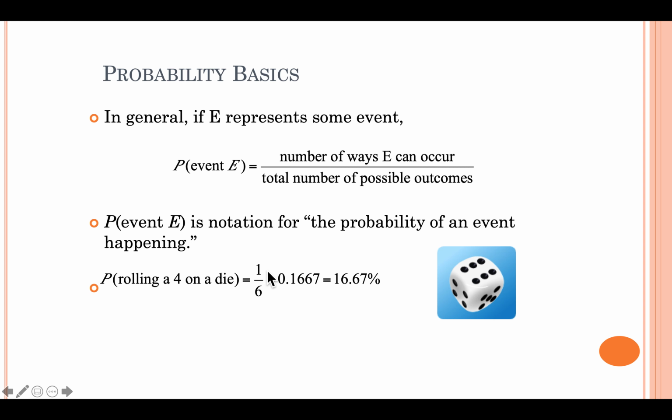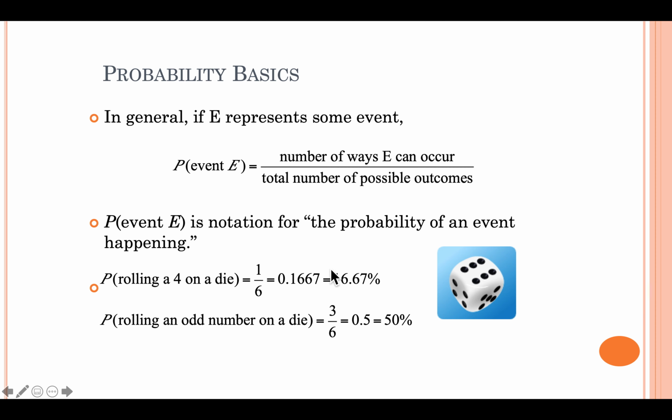the number of ways you can get a 4 is 1. There's only one number 4 on a 6-sided die, so there's only one way to get a 4, but there are a total of 6 sides. That's the total number of possible outcomes, 6 faces, and so the probability is 1 divided by 6. On a calculator you will get a non-terminating decimal, and for the purposes of this course, we are going to round probabilities to 4 decimal places when expressed as a decimal. If we turn that into a percent, it's 16.67%, rounded to 2 decimal places.